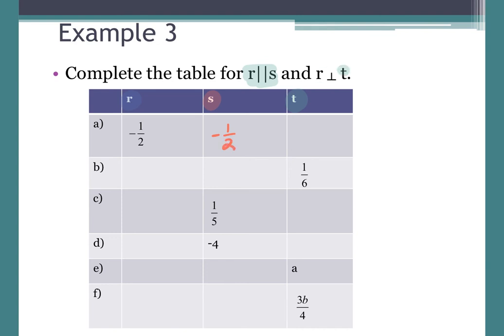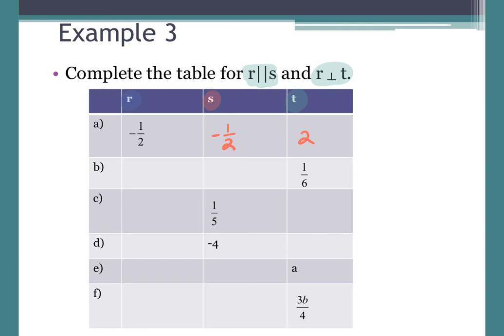And then it says R is perpendicular to T. What's the relationship between the slopes of R and T? The opposite? Opposite and? Reverse. So close. Flip, the reciprocal. Good. Reciprocal. So what would be the slope of T? 2.